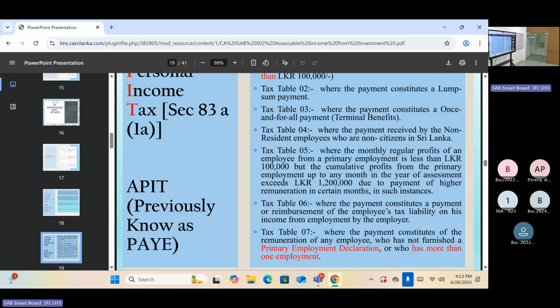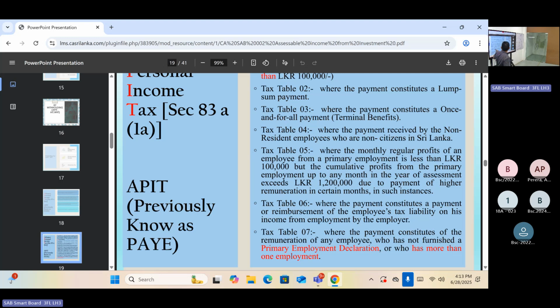Bonus, salary increment in between, say my income is 90,000 and in the last month it becomes more than one lakh. So it could be. So in such a case, after the 1.2 million difference, that table is applied. But what time is liable for taxation?